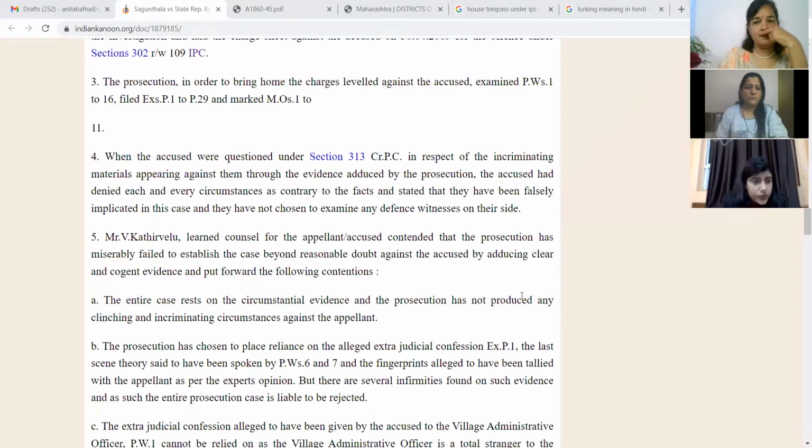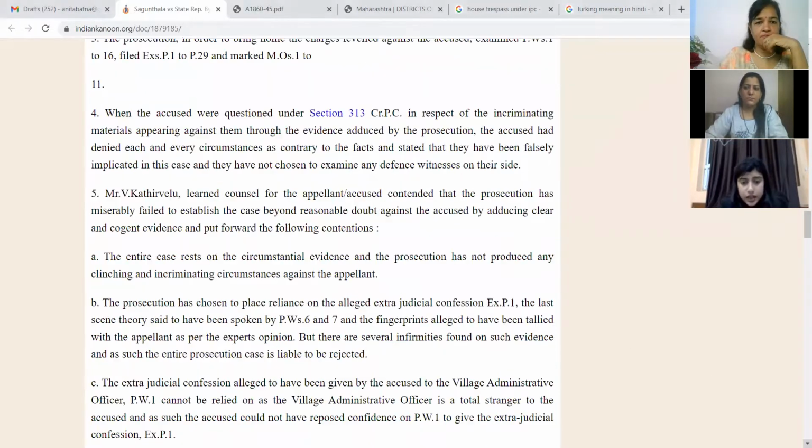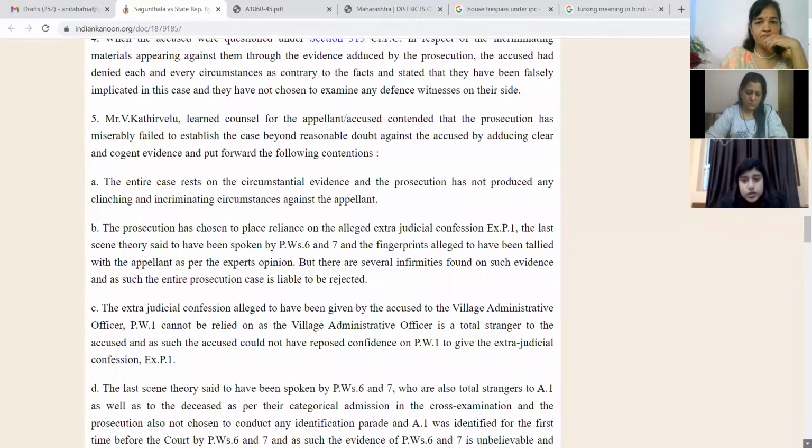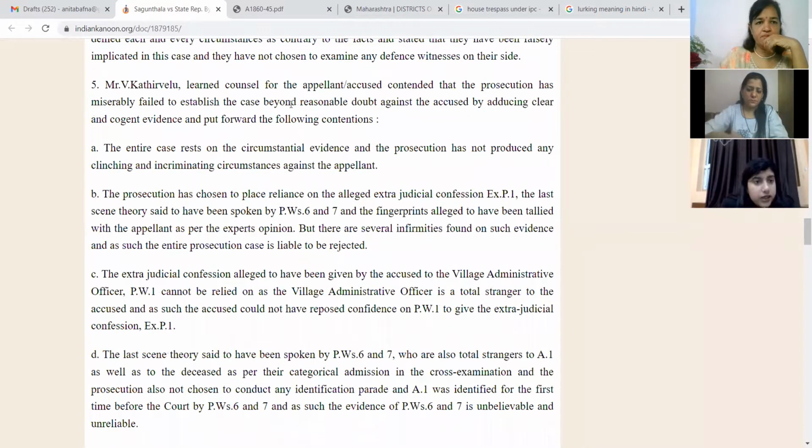Mr. V. Kathir Velu, learned counsel for the appellant, contended that the prosecution has miserably failed to establish the case beyond reasonable doubt against the accused by adducing clear and cogent evidence, and put forward the following contentions. Contention A: the entire case rests on circumstantial evidence, and the prosecution has not produced any clinching and incriminating circumstances against the appellant.